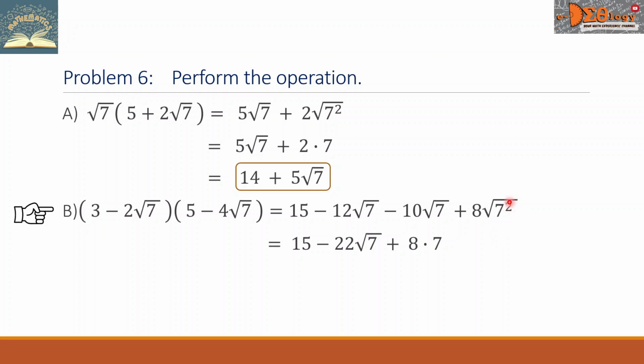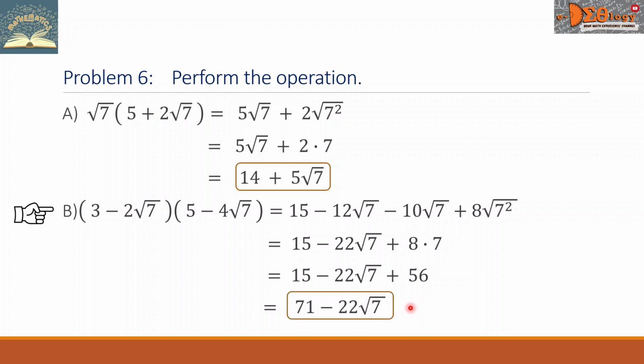We can simplify this power 2 with the radical will cancel out. 7 will come down to be multiplied with 8. The product is 56. Then we combine 56 with 15. It becomes 71. Then minus 22 square root of 7. This is the final answer.